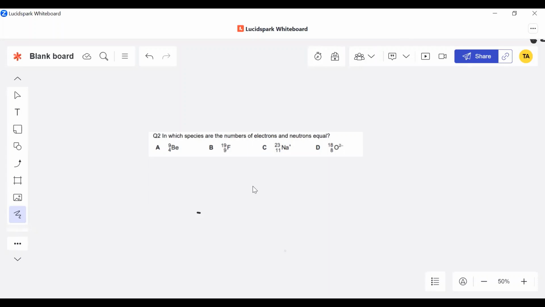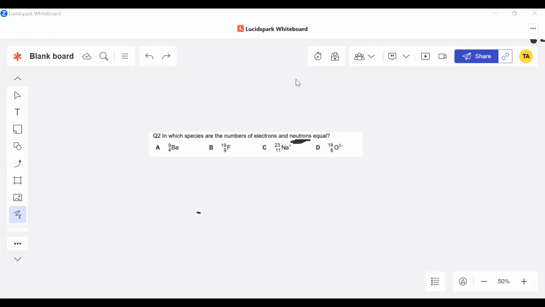Is it D? Let's see if it's D or not. They're saying it's D, so let's do D first. Let's see the question. In which species are the number of electrons and neutrons the same? So people are saying D, so let's do D first. Now, the neutron number is calculated using the proton and the mass number.